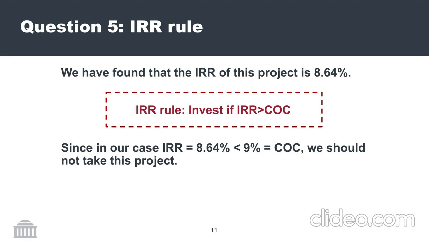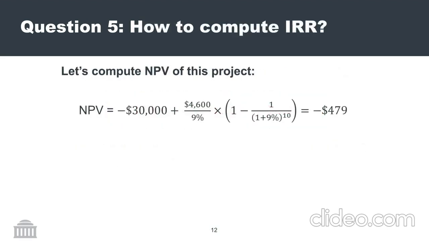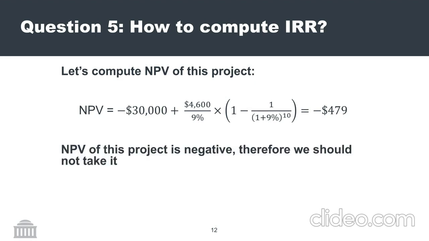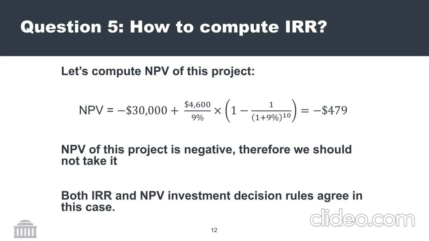To confirm, let us also compute the net present value of this project, given its cost of capital. If the cost of capital is 9%, the NPV of this project is negative $479. NPV of this project is negative, therefore we should not take it. Both IRR and NPV investment decision rules in this case agree.